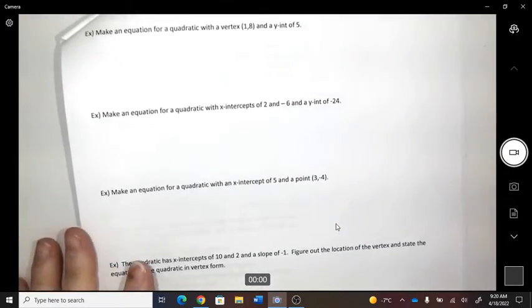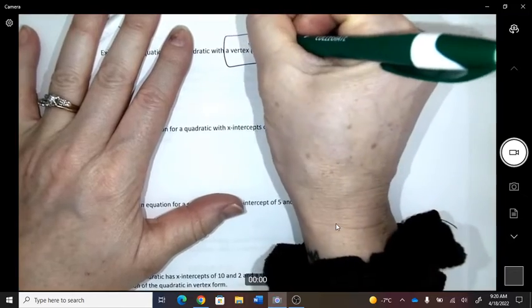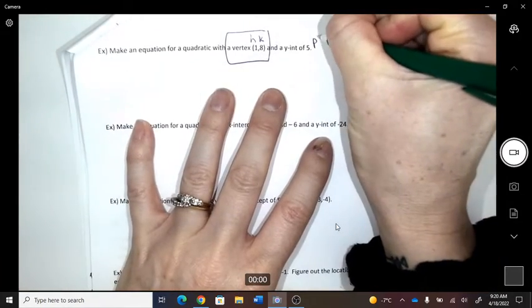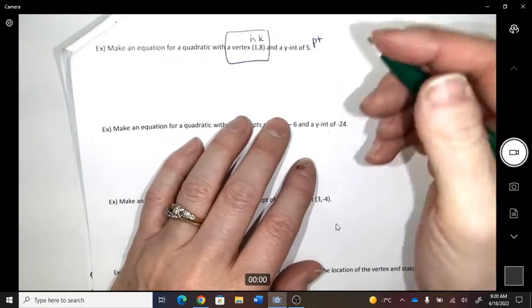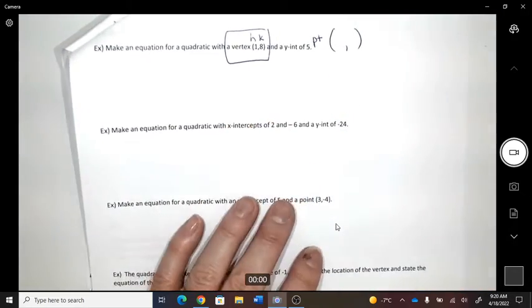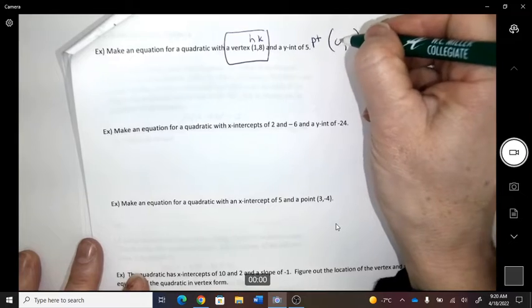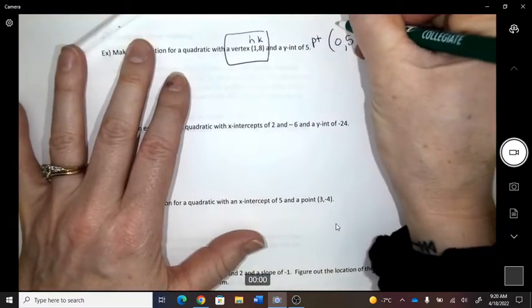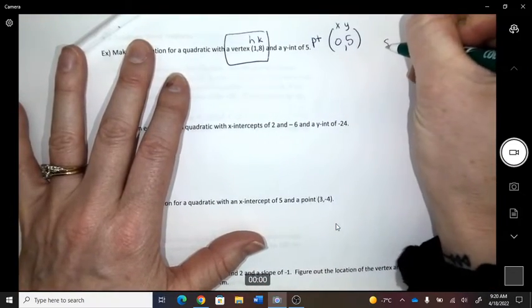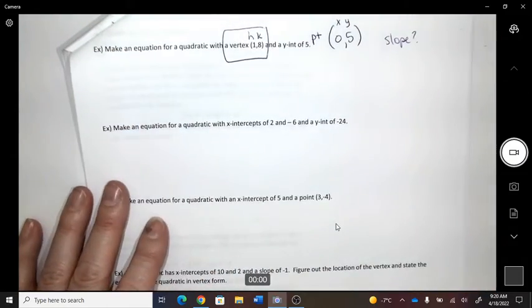Okay, this is the same idea. So make an equation with the vertex. So I already have the h and the k. And a y-intercept. So the language might trick you here. A y-intercept really is a coordinate of a point. Do you know what the actual coordinate would be? If the y-intercept is 5, the whole point is 0, 5? Does that make sense as a coordinate? So that would be an x and a y, which means I'm missing my slope again.